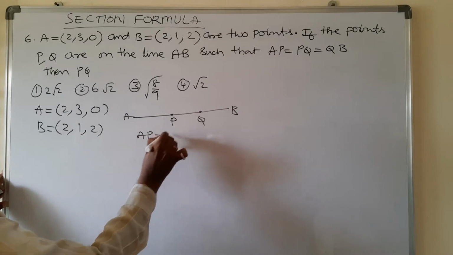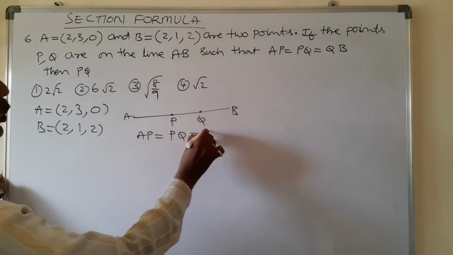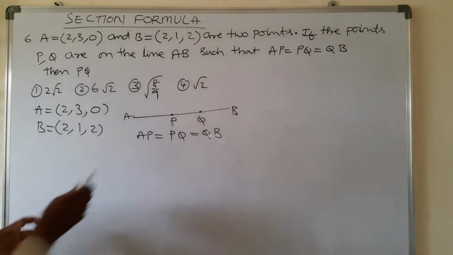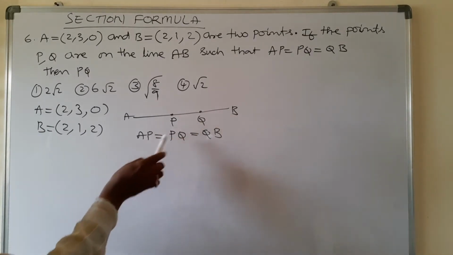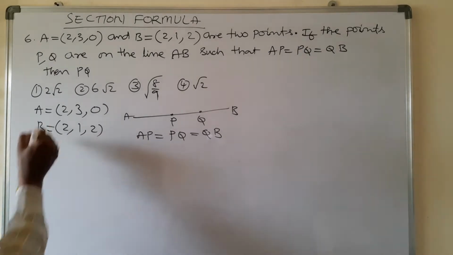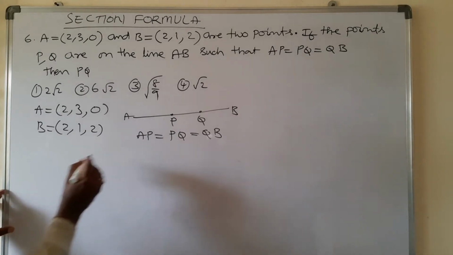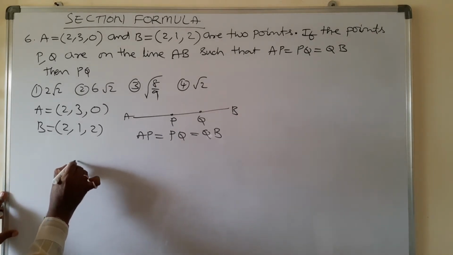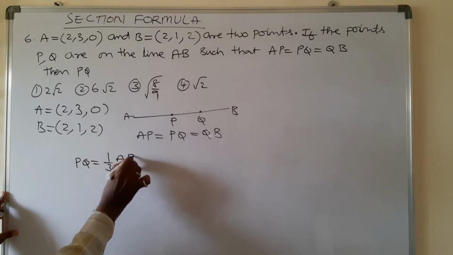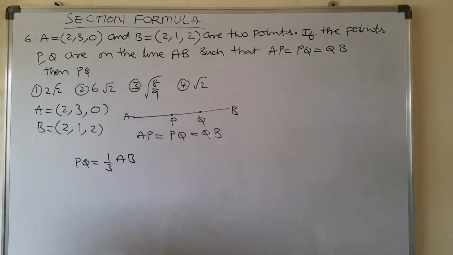AP is equal to PQ is equal to QB. Here P, Q are the points of trisection of AB. To find the length of PQ, the AB points are given. One relation is there. This is the formula: PQ is equal to 1/3 of AB.